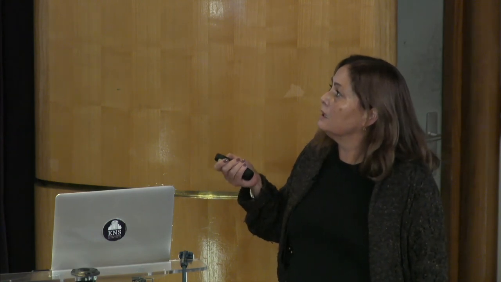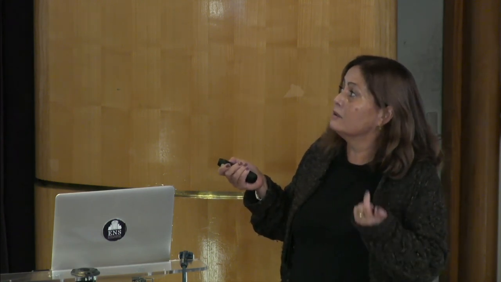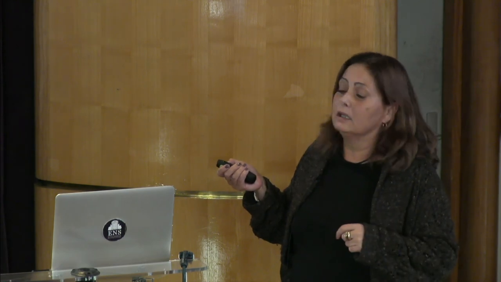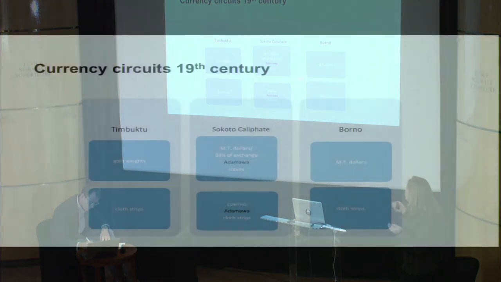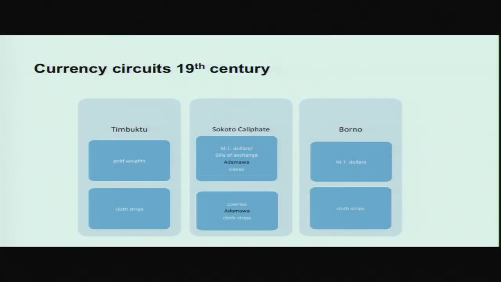And then in the Sokoto Caliphate, we have the Maria Theresa dollar, bills of exchange, and in Adamawa sometimes slaves were used. Cowrie in Kano, but in Adamawa, cloth strips. But in Borno, you never have credit. So Borno was really the leading Trans-Saharan place. Why did you never have credit? You have cloth strips.